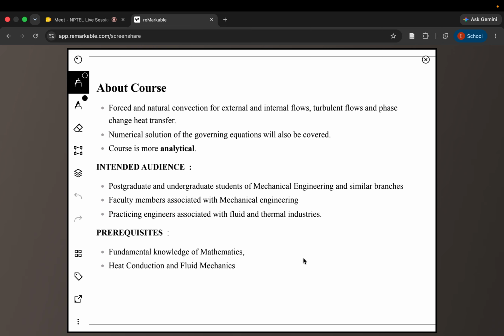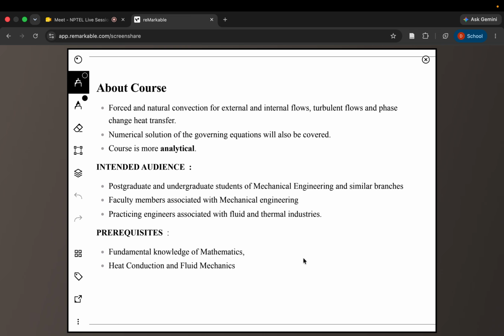The intended audience are postgraduate and UG students from mechanical or any other similar branches that deal with convective heat transfer. Faculty members or practicing engineers who want to brush up their concepts on convective heat transfer can also take this course. As I said, this course is more analytical in nature, so we will be deriving most of the governing equations, and the assumptions involved in deriving those equations are what will be more stressed in this course.